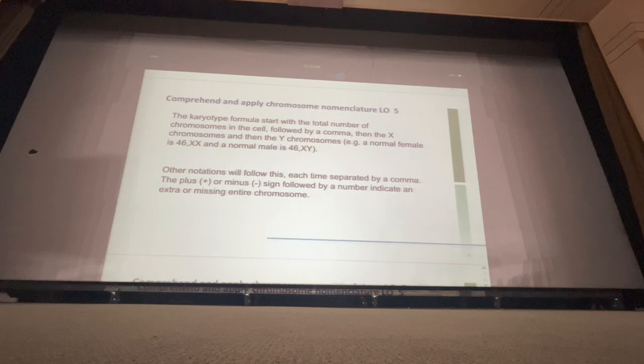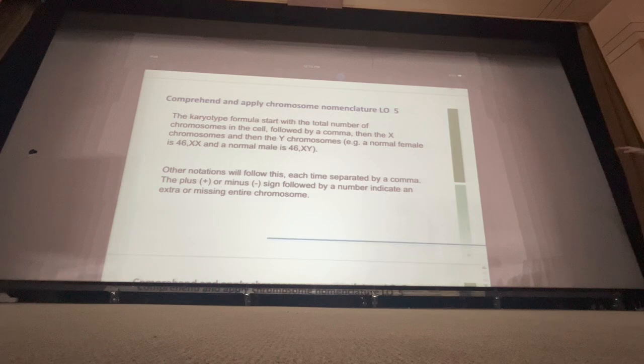So the next topic is just simple information on how we use, comprehend and apply the chromosomal nomenclature. When you write that there is some abnormality, this is how you write it. This one we call the karyotype formula. Start with the number of chromosomes in the cell, followed by a comma, then the X chromosome and then the Y chromosome.